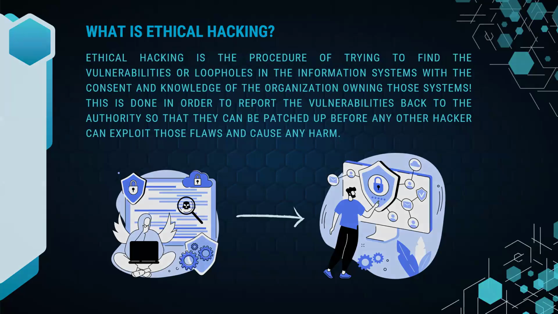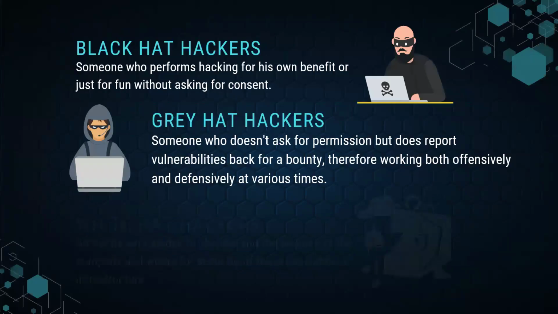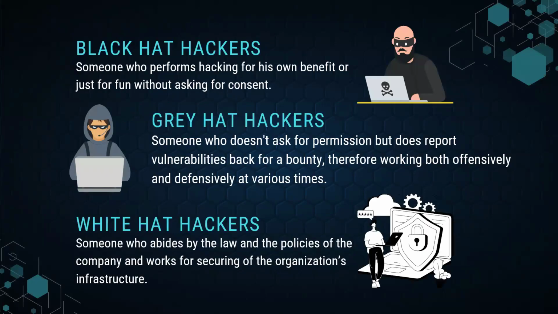There are three main categories: someone known as a white hat hacker, then a gray hat hacker, and a black hat hacker. Your white hat hackers are basically the penetration testers or ethical hackers who abide by the laws and policies of the company. They work for securing the organization's infrastructure, and they're basically trying to protect the organization from these so-called cyber criminals, which are the black hat hackers. Black hat hackers are people who perform hacking for their own benefit or for fun without asking for consent.